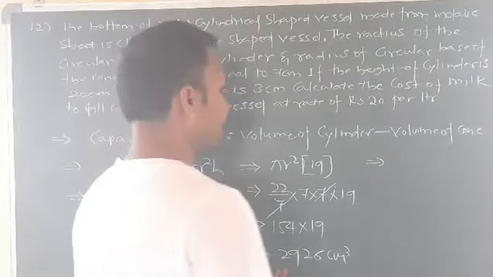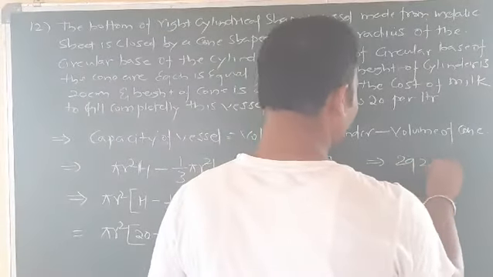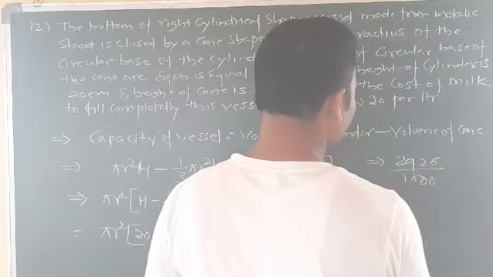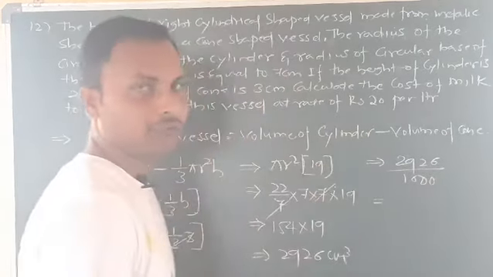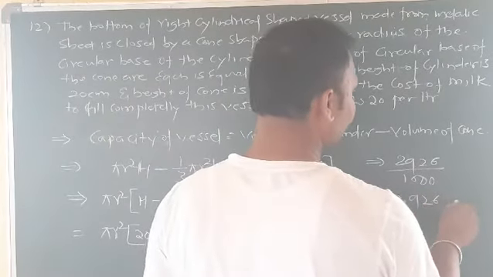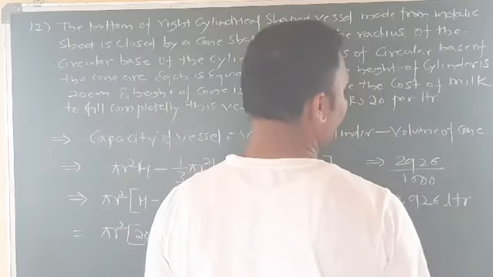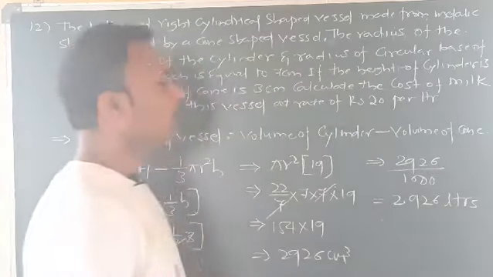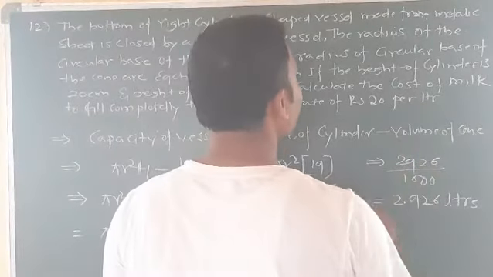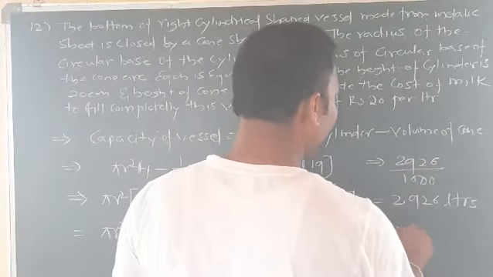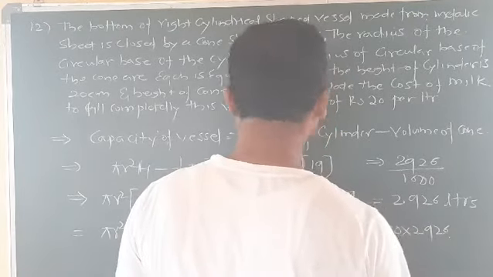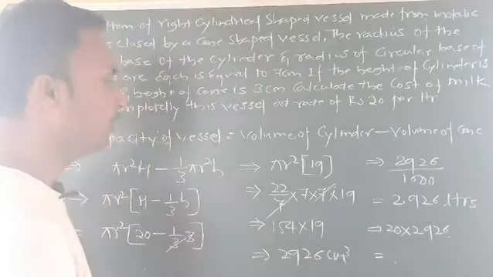So 2926 divided by 1000. Now it is in liters, we convert this by dividing by 1000. Now this is 2.926 liters. And per liter it is 20 rupees. So we can say it is 20 into 2.926.